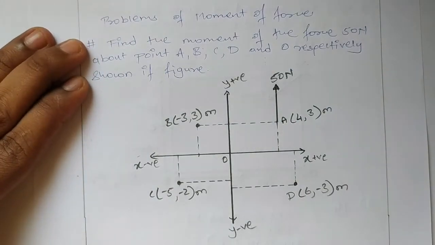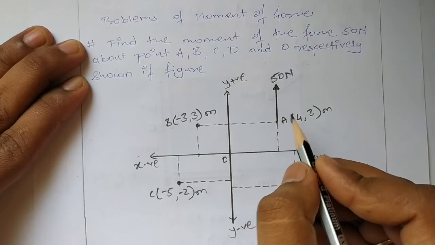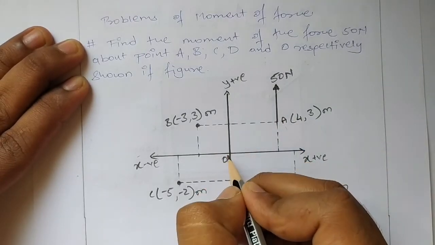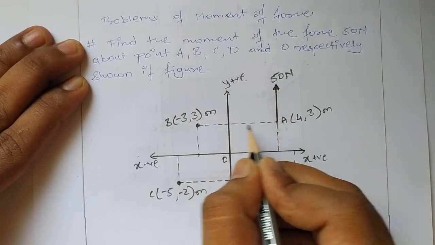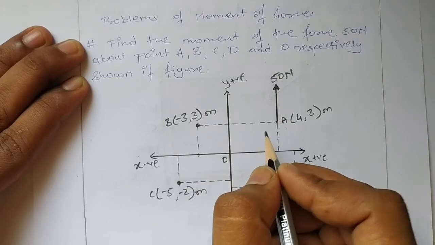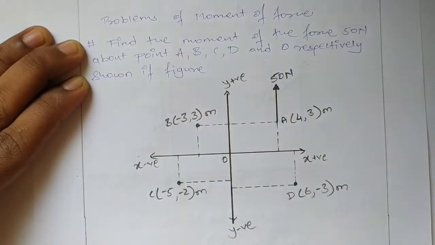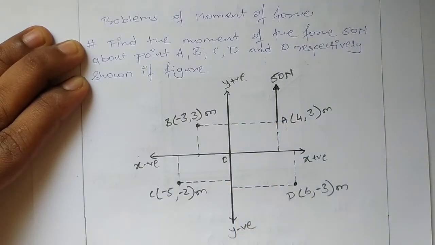We will try to understand how to take a moment about point O. Similarly, for the 50 Newton force, the perpendicular distance from point O to the line of action of this 50 Newton force is 4 meters. Again it is creating an anti-clockwise moment, that is a positive moment. So 50 into 4 comes out to be 200 Newton meter in the anti-clockwise direction, that is a positive moment.